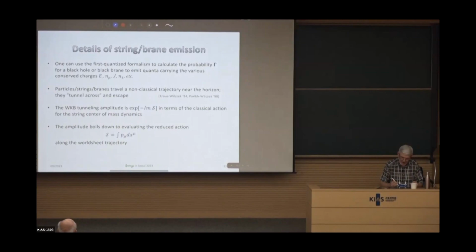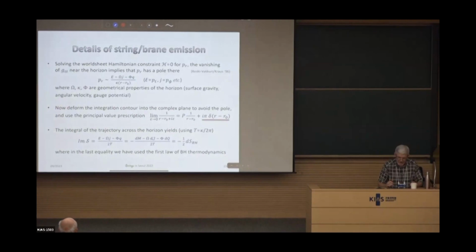It boils down to evaluating what's called the reduced action for the trajectory. And you only need to care about the part of that process that's happening right at the horizon, from just inside to just outside. And in that limit, the radial momentum in this p dq that you're trying to integrate has a pole at the horizon. The coefficient of the pole is entirely determined in terms of geometrical properties: the energy, angular momentum, and charge of the string being emitted, and the dual potentials, the angular potential, the gauge potential for the charge, and the surface gravity of the black hole. So the residue of this pole is something completely geometrical. And once you integrate it across the horizon, you pick up an imaginary part that comes from the principal value prescription for avoiding this pole.